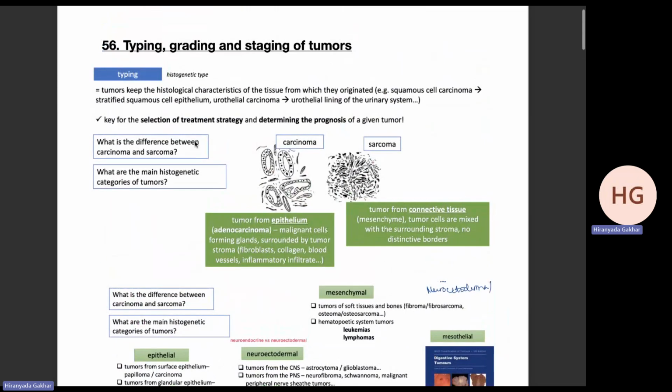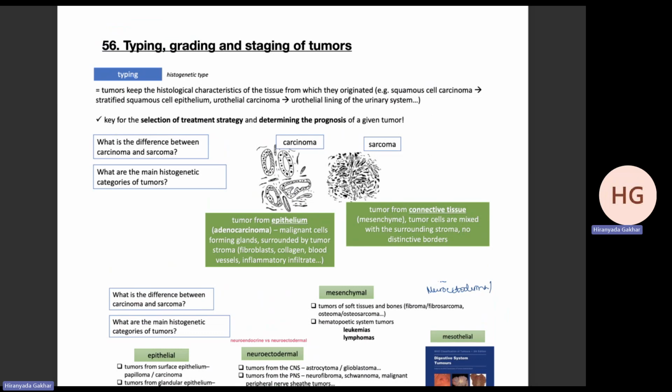So if you look here, its definition is that tumors have the histological characteristics of the tissue from which they arise. So, for example, a squamous cell carcinoma will have stratified squamous cell epithelium, or a urothelial carcinoma of the bladder will have the urothelial cells or the urothelial lining of the urinary system.